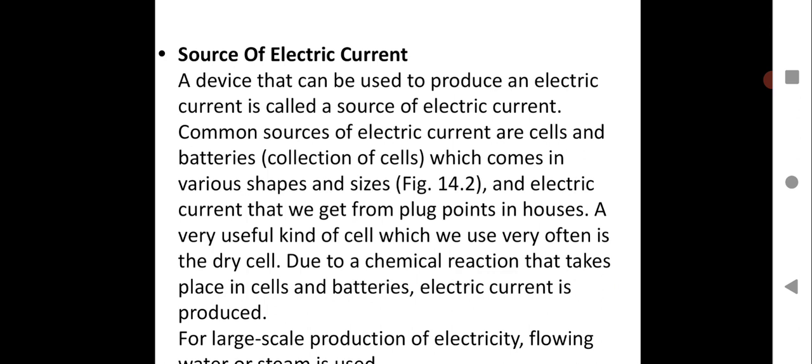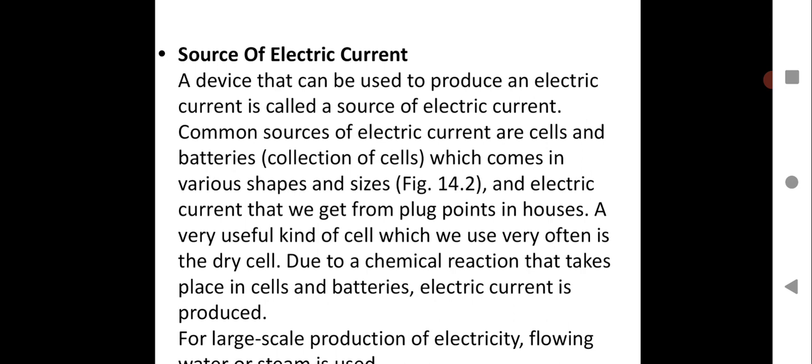Okay, so now let us see the source of electric current. A device that can be used to produce an electric current is called a source of electric current. So there should be some source from where you will get electric current. By some means it is not just generated. It has to have a proper source, and you are not generating electricity at home. You are just getting a supply of electric current. So let us see the source from where we are getting the electric current.